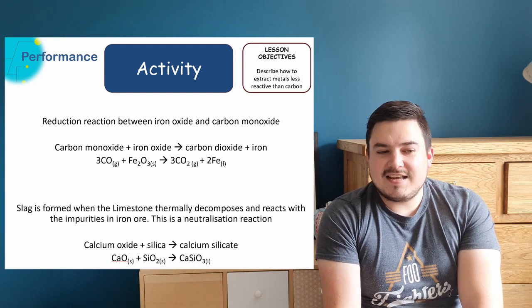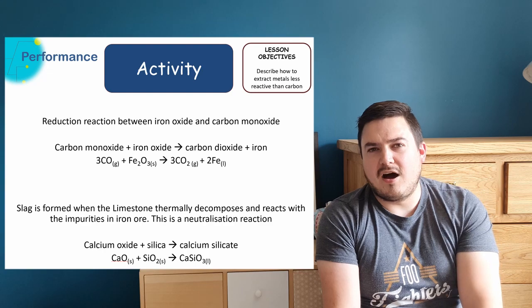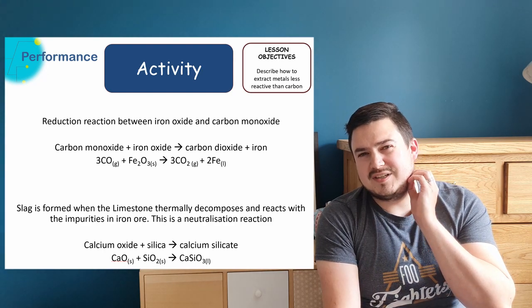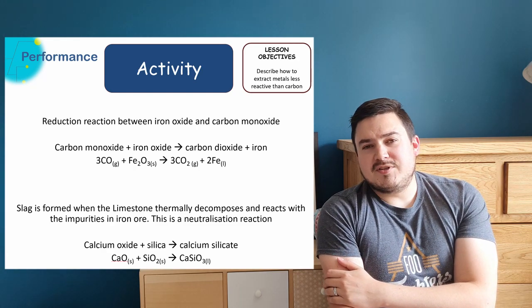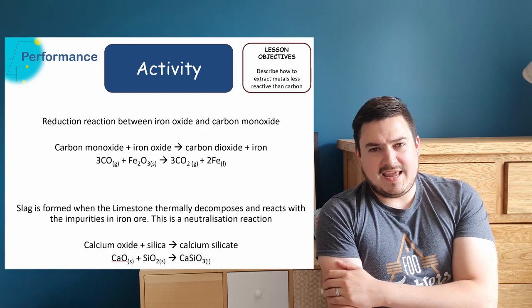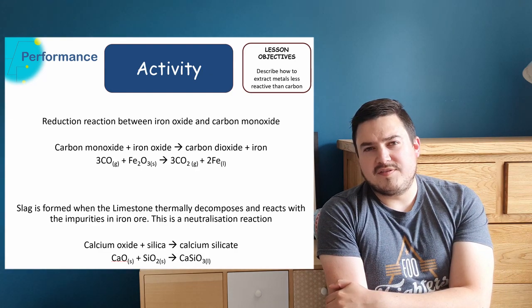The slag, as I said, is a reaction with those impurities in the iron ore, and that iron ore impurity is generally a substance called silica or silicon dioxide. And the substance we end up forming with this is called calcium silicate. And you can see that in the symbol equation and the word equation at the bottom of this slide.